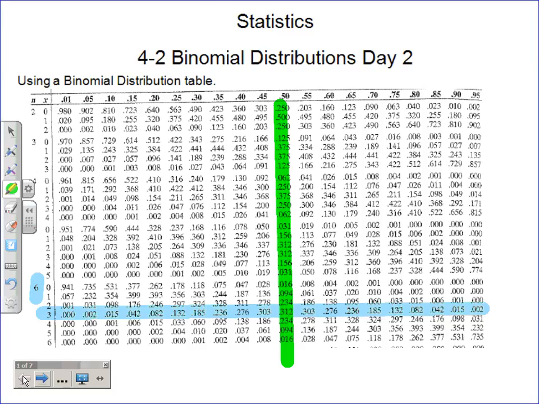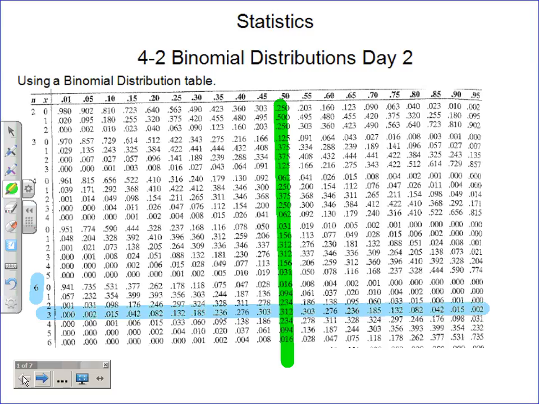What's the answer? 0.312, 31.2%, right? 0.312. Now, as it was said, this table makes the at least problems a lot easier. You just start adding stuff up, right? So that saves you some time on those. Okay. So any questions on that?